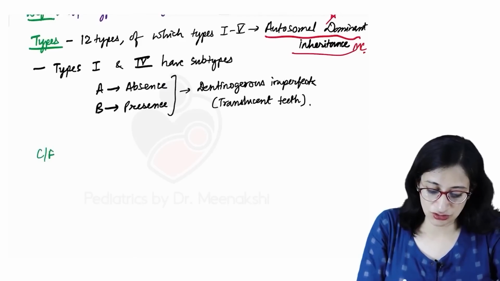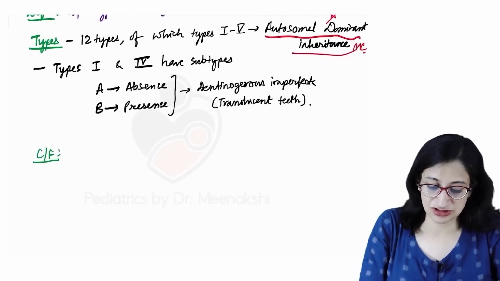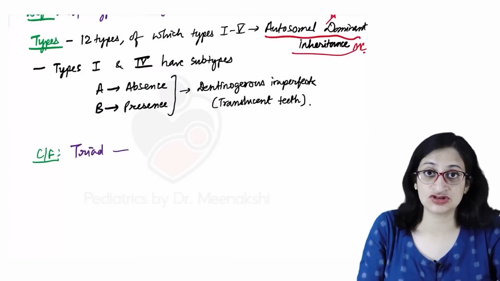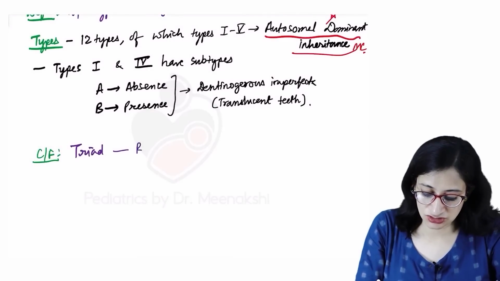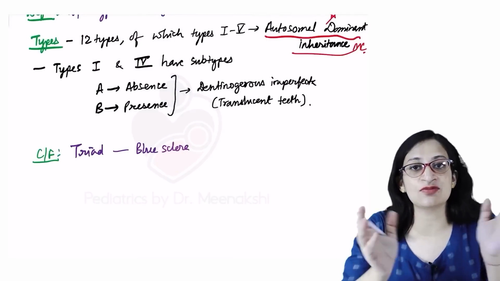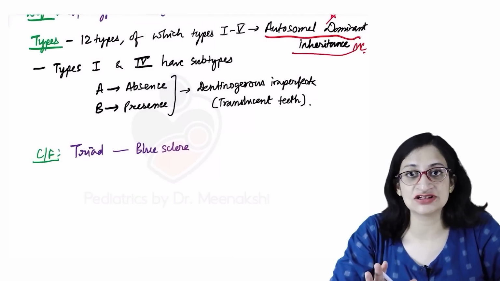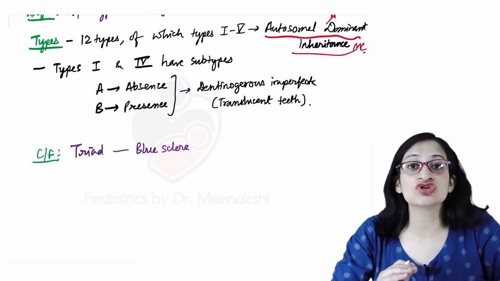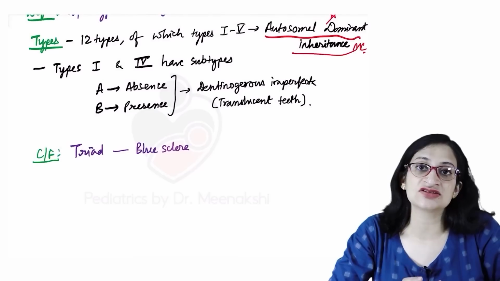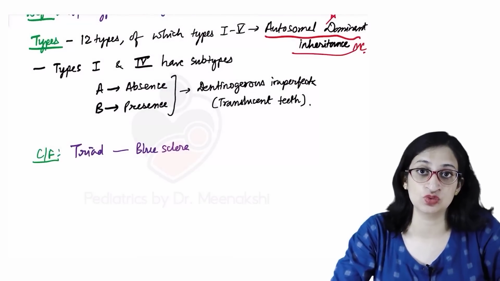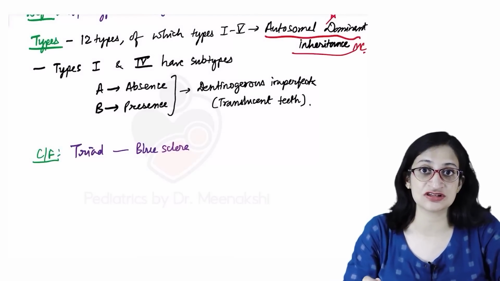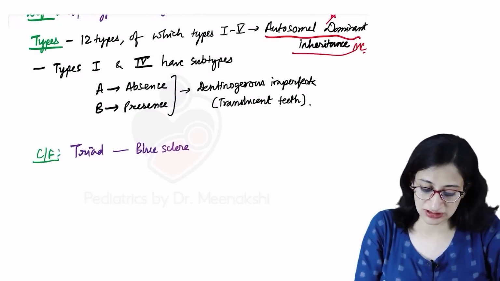Classically what you get is a triad of manifestations. So what is the triad? The triad is of blue sclera. The sclera of the eye appears blue. Why? Because sclera is made up of mainly collagen and there is a collagen defect. So sclera is very thin, and you can see the bluish choroid layer through the sclera. That is why the sclera appears blue. So if you get a picture of a child with blue sclera, think of osteogenesis imperfecta.